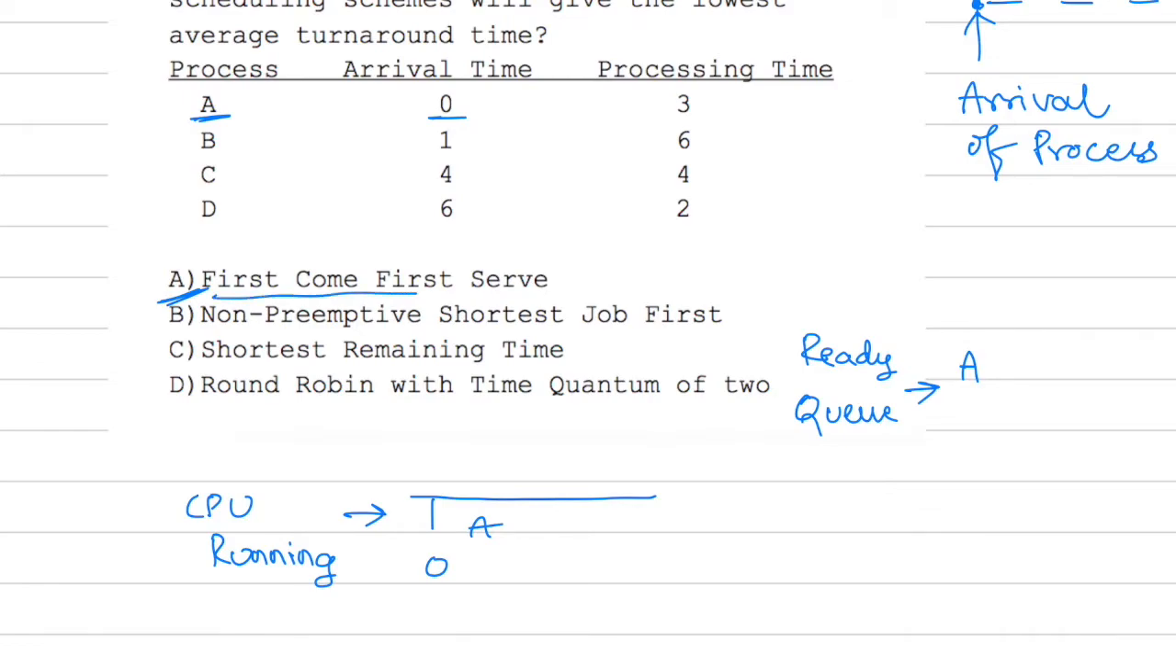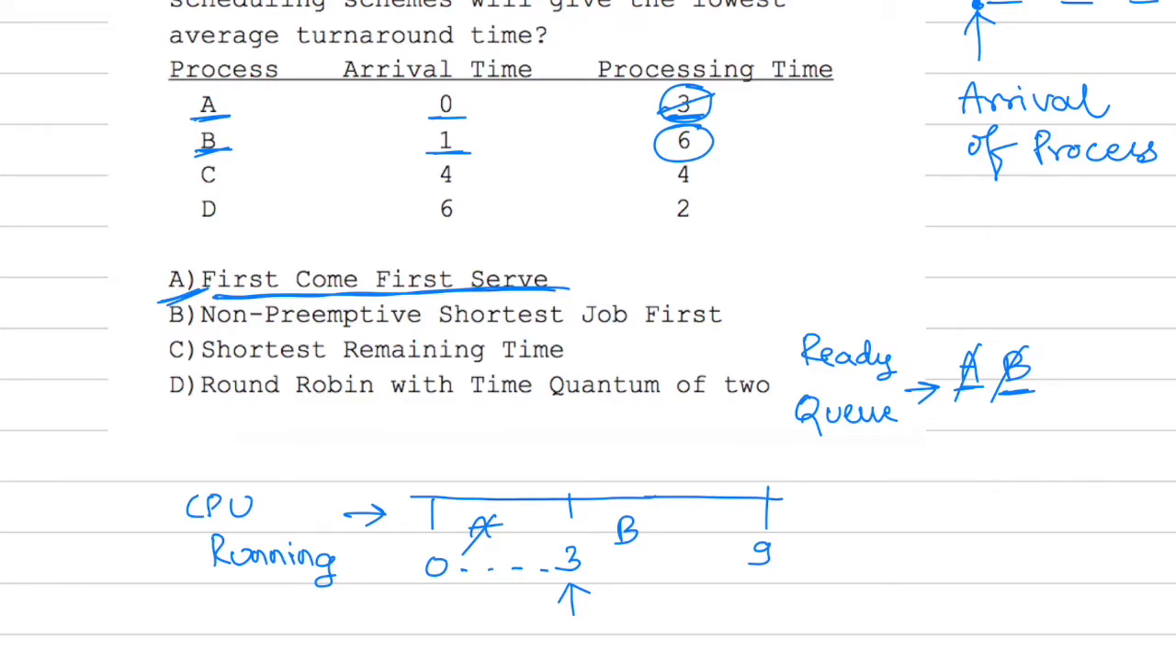Now since we are following first come first serve, A is out of the ready queue. A will keep on running till it completes its processing time, which is 3 seconds. So from 0 to 3, A will keep on running and then A will go out of the system. Now by the time A was running from 0 to 3, at 1, B had arrived. So B had already arrived into the ready queue. Now at the 3rd second, B will be picked up from the ready queue and it will go to the CPU. Again, B will keep on running because we are following first come first serve, till its entire processing time, which is 6 seconds. So from 3 plus 6, 9, till 9, B will keep on running.